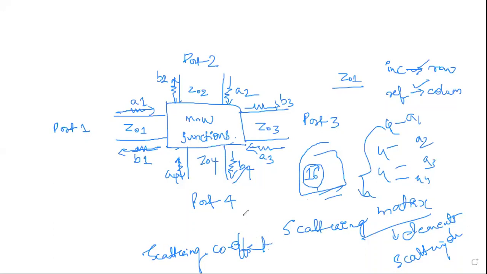I'll explain once again. You will have a microwave junction, which is an interconnection of these ports. So you are applying the microwave power to port 1. Some part of the input will come out of port 2, another part out of port 3, and another part out of port 4. The remaining will come out of port 1 itself.